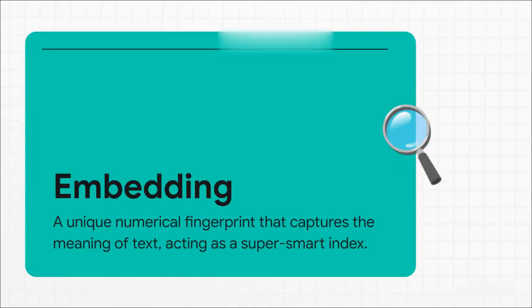Okay, so what in the world is an embedding? Forget all the complex jargon. Just think of it like a unique meaning fingerprint for any piece of text. It's amazing. It doesn't just match keywords. It actually captures the underlying context and the semantic meaning. This is what lets the AI understand crazy relationships, like how the concept of king minus man plus woman gets you incredibly close to queen. It's a massive leap from old-school keyword search to a true concept-based understanding.